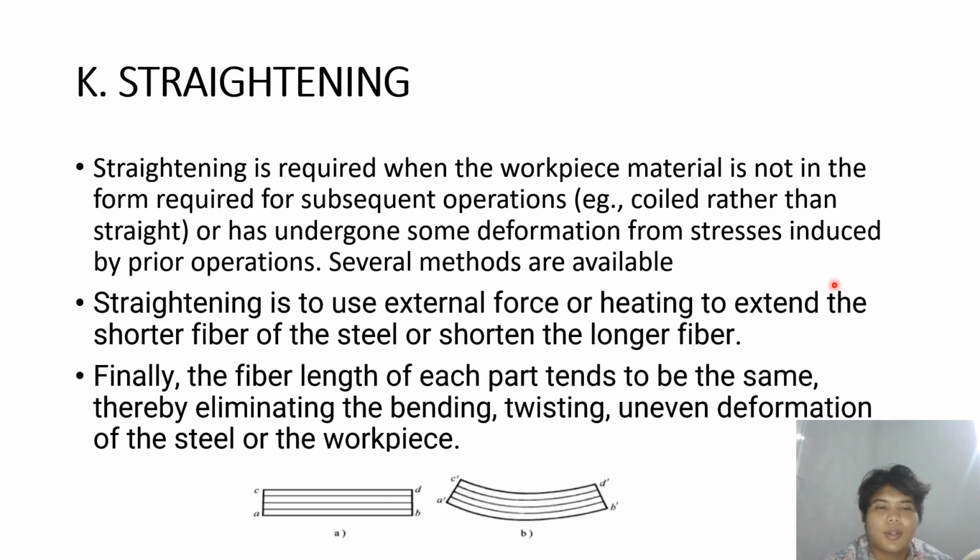Straightening. So now we get into the straightening. Straightening is required when the workpiece material is not the form required for subsequent operation, like coiled rather than straight, or has undergone some deformation from stresses induced by prior operation. Several methods are available. Straightening is to use external force or heating to extend the short fiber of the steel or shorten the longer fiber. Finally, the fiber length of each part tends to be the same, thereby eliminating the bending, twisting, uneven deformation of the steel or the workpiece.